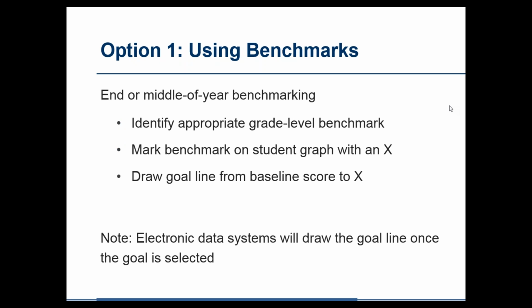The first option, end or middle of year benchmarking, is considered the most simplistic and will be appropriate for most students. With this option, the educator identifies the grade level benchmark score for the middle and end of year. The benchmark is represented on the graph by a star or an X at the date marking the end of the intervention. A goal line is then drawn between the baseline and the goal. It's important to note that most electronic data systems will assist educators in setting a benchmark progress monitoring goal and will draw the goal line once the goal is selected.